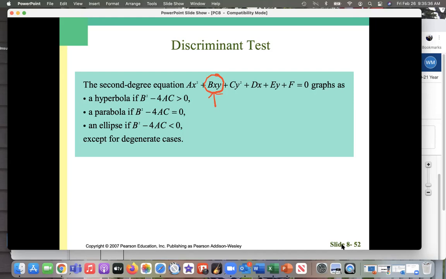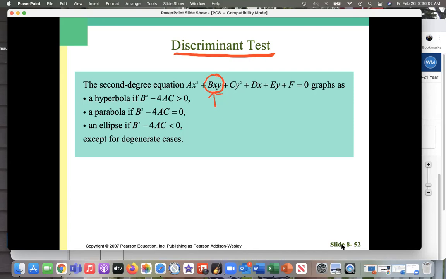So this is a little bit of a test here. If we get a second degree equation of a conic in this form, ax squared plus bxy plus cy squared plus dx plus ey plus f, we can use what's called the discriminant test to determine what type of conic section. You could also graph it to determine that, but you can use the discriminant test to determine that.